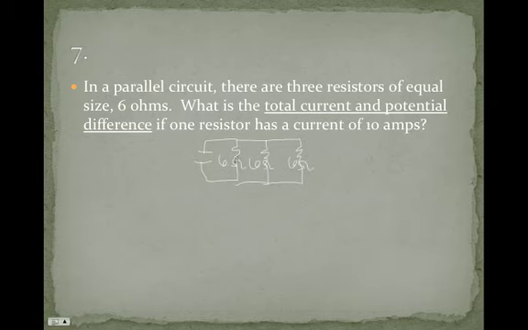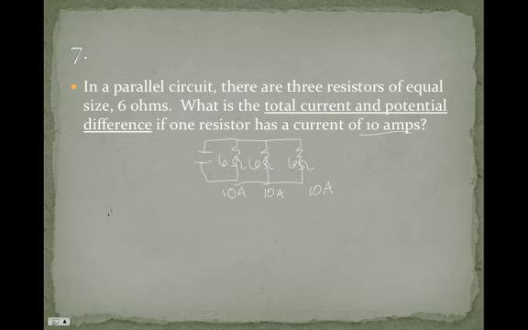And this one resistor has a current of 10 amps. Well, they're equal size resistances, so each one has a current of 10 amps. In a parallel circuit, if there are equal resistances, there will be equal current. So each side must have 10 amps.